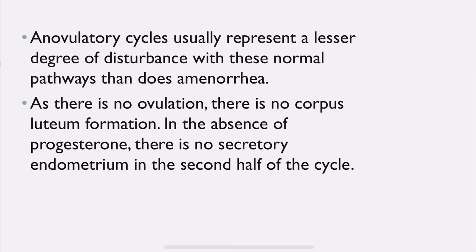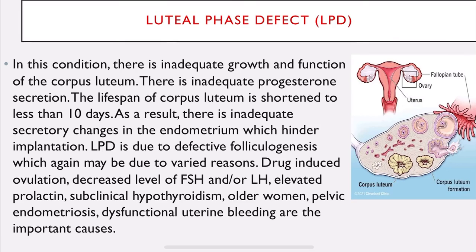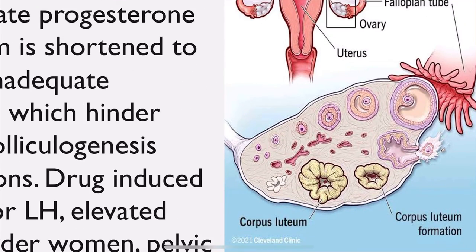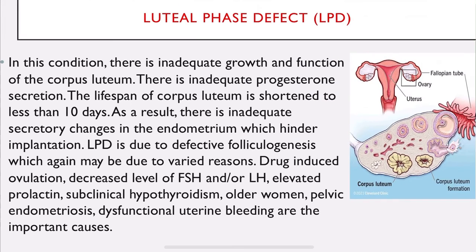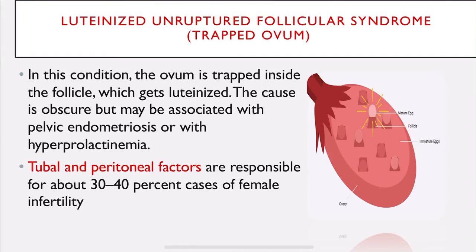We saw here that the follicle has to rupture for the ovum to come out. Here you see the rupture happening, the ovum is coming out and the corpus luteum formation is happening. Luteinized unruptured, in the sense the ovum is being trapped inside the follicle itself. The other two conditions, that is pelvic endometriosis and hyperprolactinemia, are also associated.